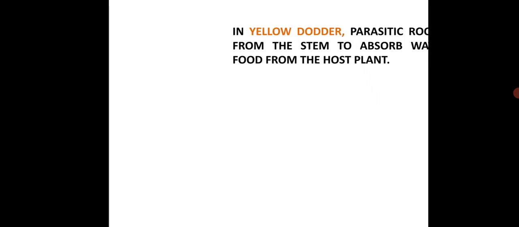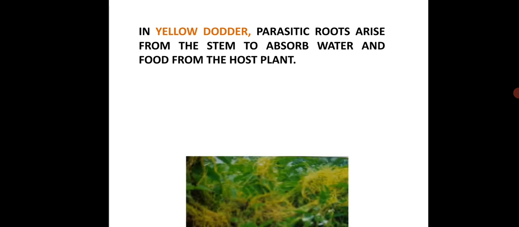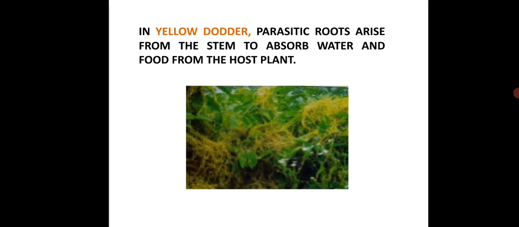In some plants like yellow dodder, specialized parasitic roots arise from the stem. This helps them absorb water and food from the host.